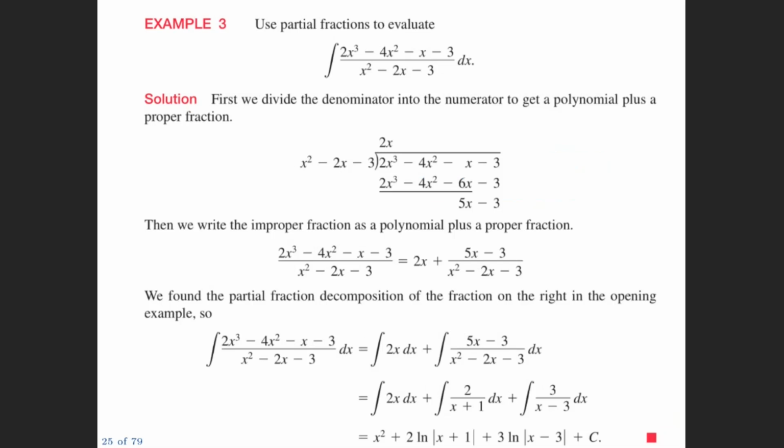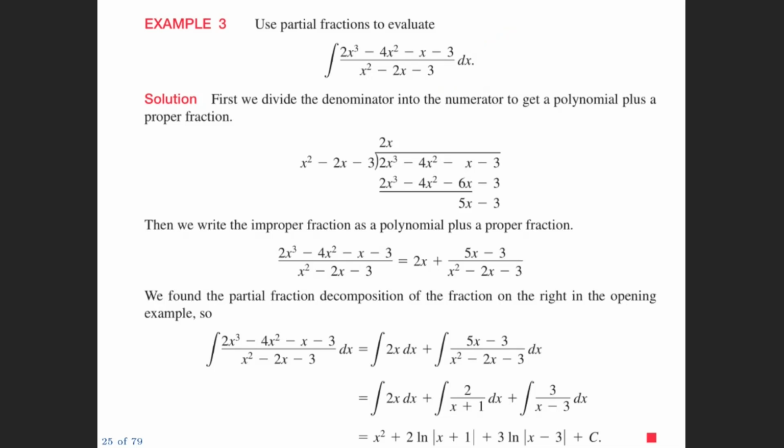Use partial fractions to evaluate the integral of (2x^3 - 4x^2 - x - 3)/(x^2 - 2x - 3) dx. Now, this time, we can't use partial fractions straight away because the top of our function, the numerator, is a higher degree polynomial than the denominator. The top is a 3rd degree polynomial and the bottom is just a 2nd degree polynomial.